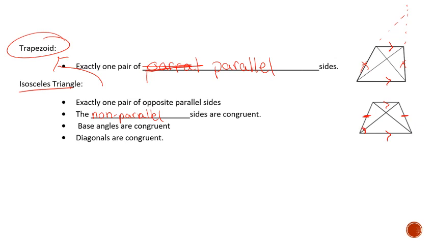The base angles, so the angles at the bottoms and the tops, will be congruent. So these two right here are considered base angles, and these two at the top are also considered base angles and will be congruent to each other. One last feature is that the diagonals will be congruent. So this diagonal is congruent to that diagonal.